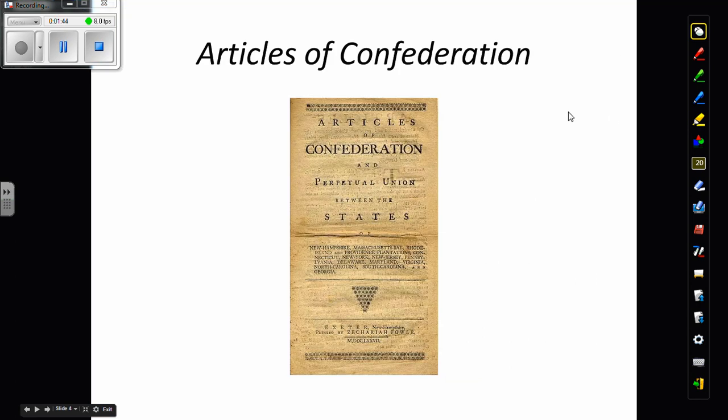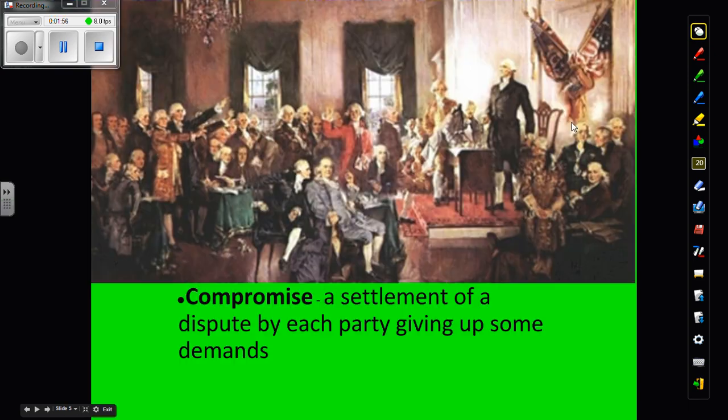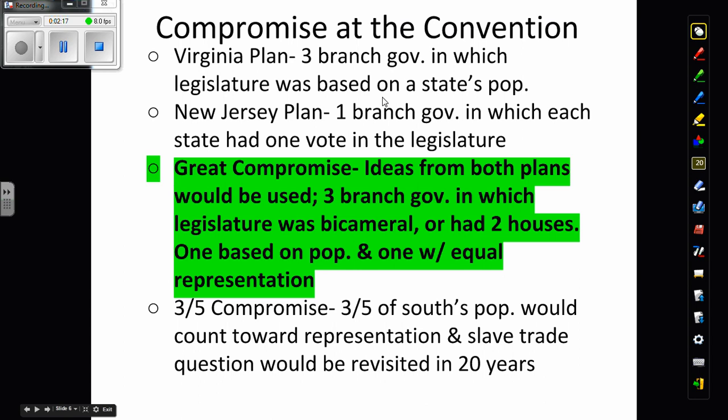All right, so we talked about the Articles of Confederation, some of the problems that it had last week. So when they started to realize that they wanted to fix these problems, the Constitution realized they were going to need to compromise in many ways. A compromise is a settlement of a dispute by each party giving up some demands. So we'll talk about a couple examples of that in the Constitutional Convention, and then we'll talk about some of the ways they fixed it with the principles of the U.S. Constitution. So, compromise at the convention.